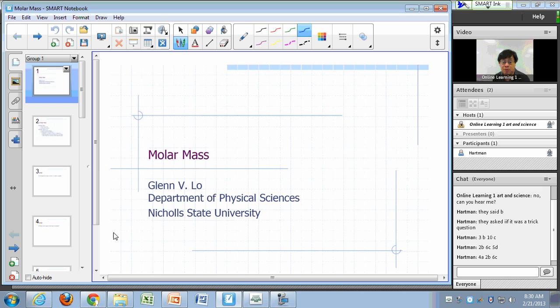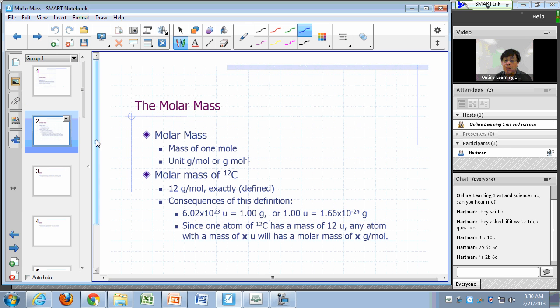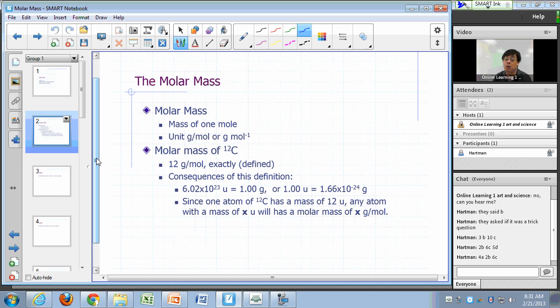And so the concept of molar mass will help us do it, because the way we do it in the lab is we weigh things. From the weight or the mass, we can figure out how many moles we have. So first let's define the concept of a molar mass.